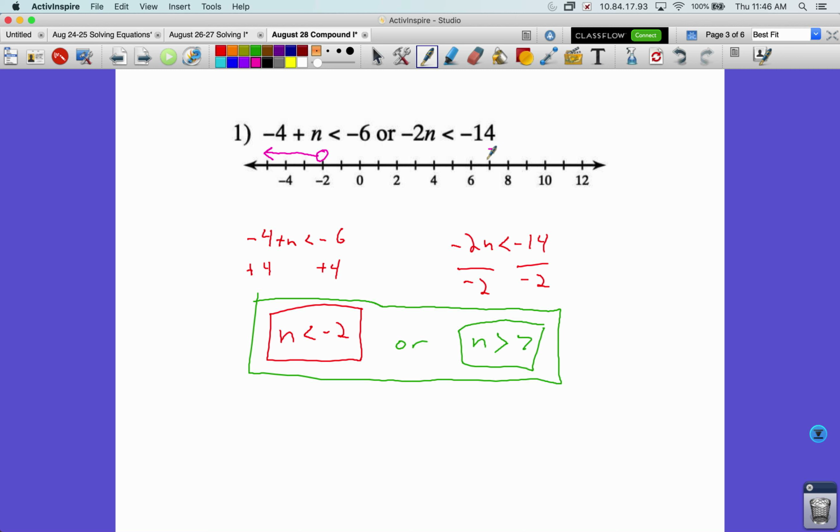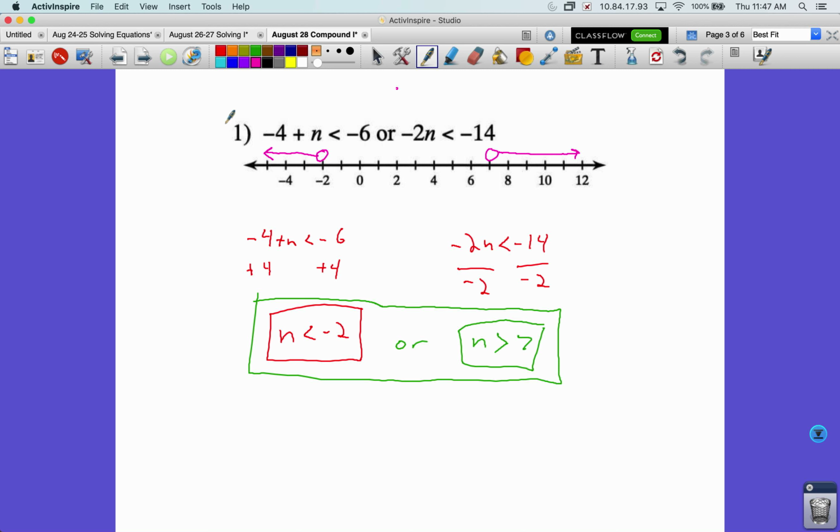Open circle at 7, arrow going to the right. Now, what would happen if this point was to the left of this point? The arrows would overlap, but because this is an or, we would actually get just a solid line, and it would just be all real numbers is our solution.